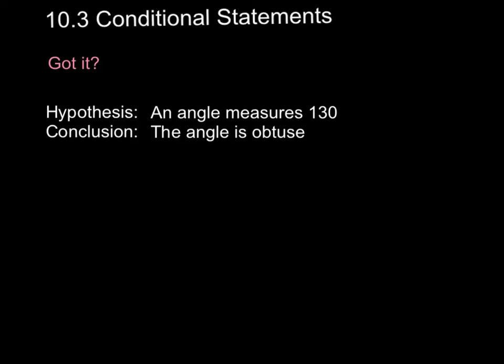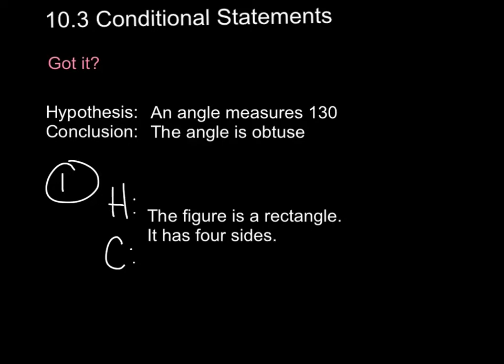So look at problem 1 on the top of page 608, the hypothesis and the conclusion. The hypothesis would be what? If a figure is a rectangle, then it has 4 sides. So the hypothesis would state the figure is a rectangle. And the conclusion would be it has 4 sides. In problem 2, we're actually going to write a conditional.